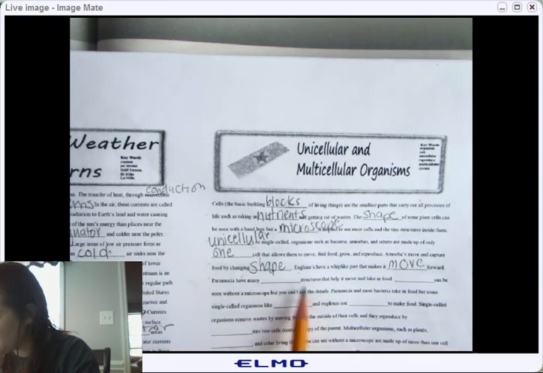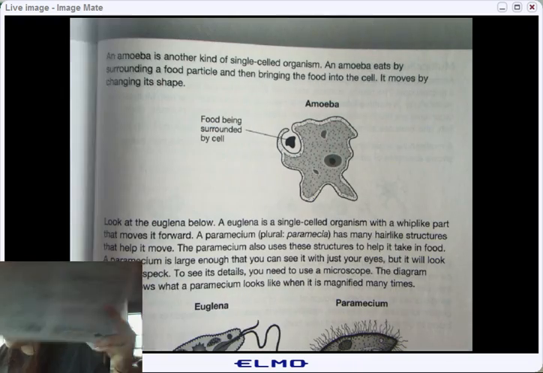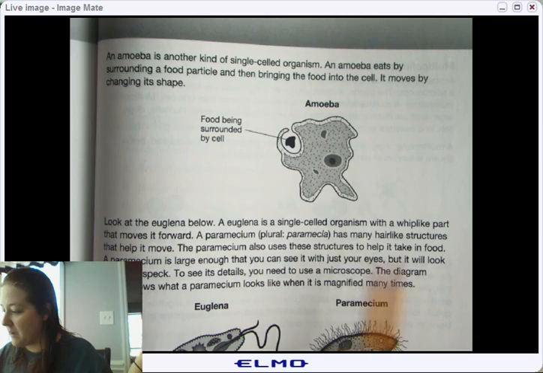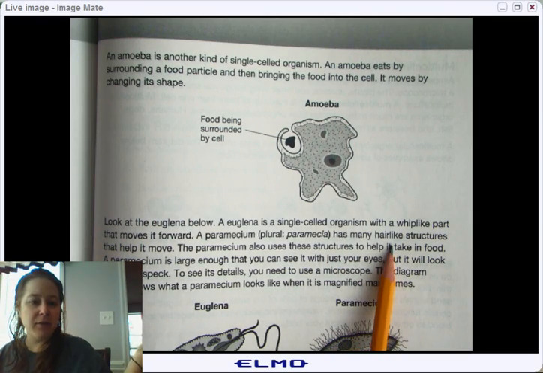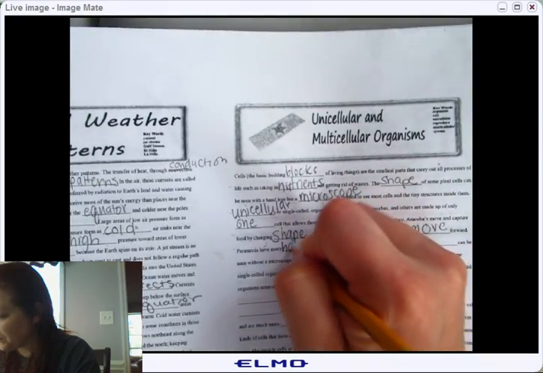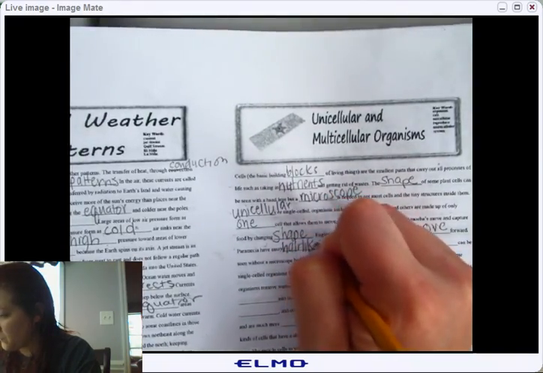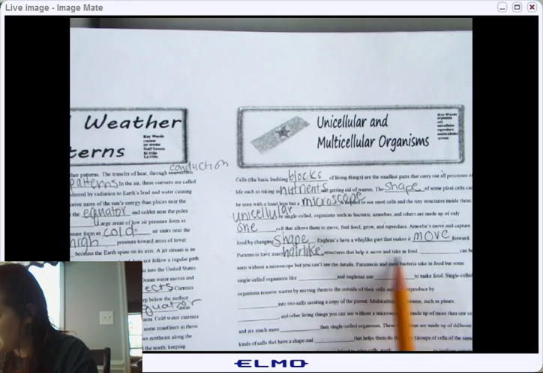Paramecium have many blank structures that help it move and take in food. So paramecium have, what do they have? Hair-like structures that help move and take in food.